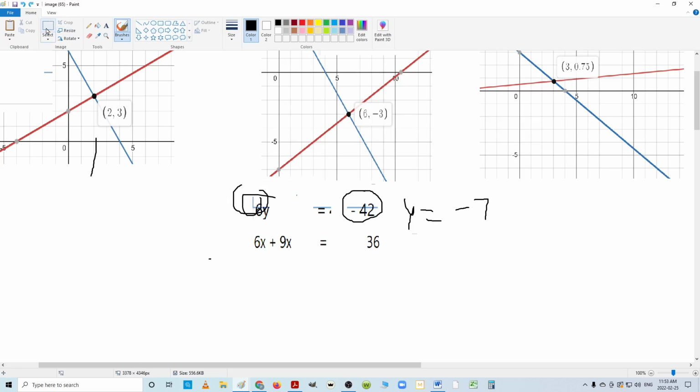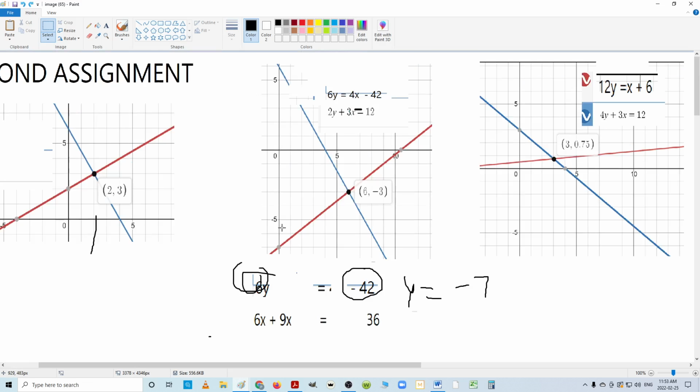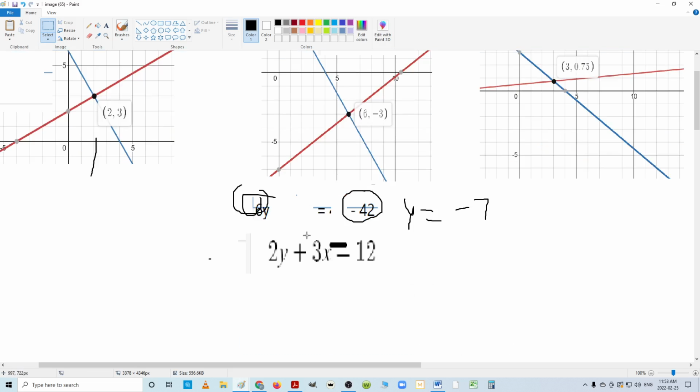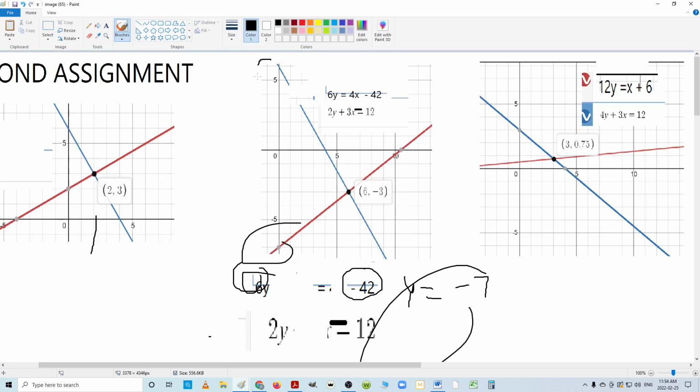What about this one? Well, y-intercepts occur when x is 0. That's what it should look like. It's all muddled because I was doing it. And so when x is 0, this disappears. When I divide both sides by 2, y is equal to 6. That's my y-intercept. Minus 7 for this one, 0, comma 6 for this one. Boom. Very, very handy.